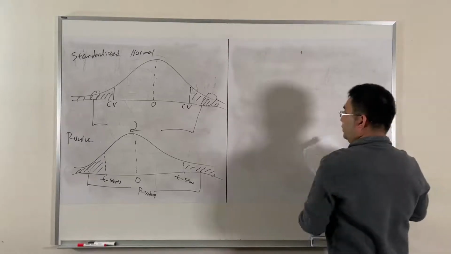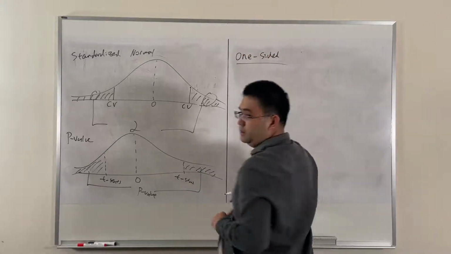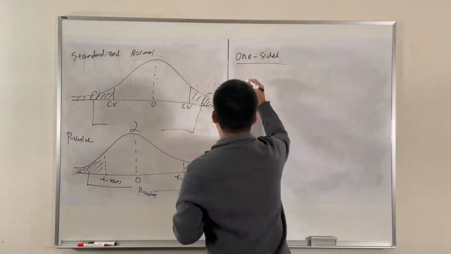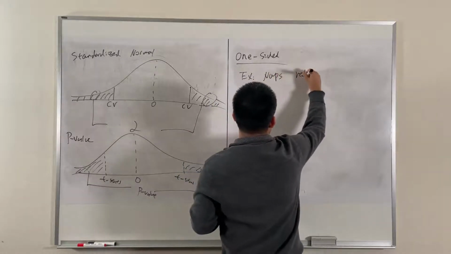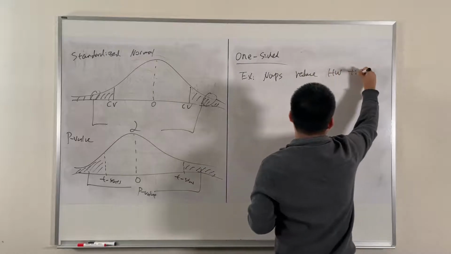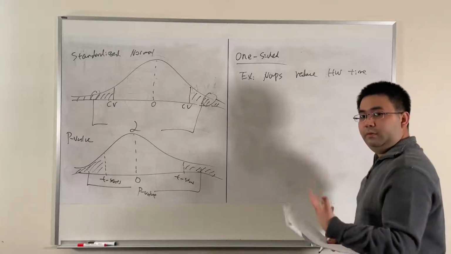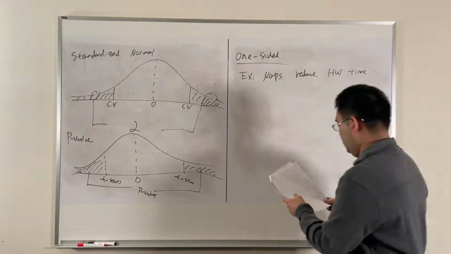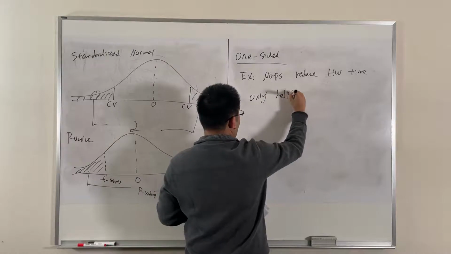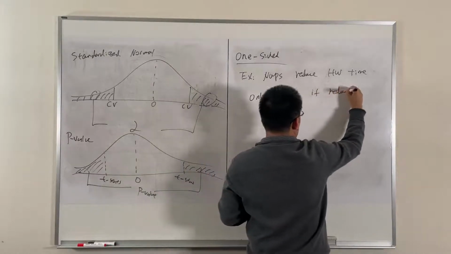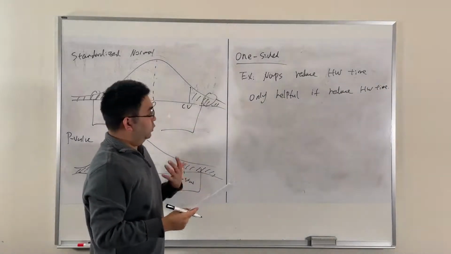Okay, so if we do a one-sided test, one example we did was whether naps can help you reduce your homework time. Okay, so the example was whether naps reduce homework time. So in this case, naps can be helpful only if they reduce your homework time. Okay, so only helpful if it reduces your homework time.